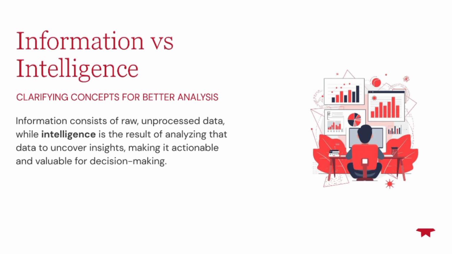Information versus intelligence. Now, let's clarify a very important distinction: information versus intelligence. Information is raw data, facts, posts, images, documents. Intelligence, however, is what you get after analyzing that information. It involves connecting pieces together, verifying accuracy, and extracting meaningful conclusions. In short, information is data.